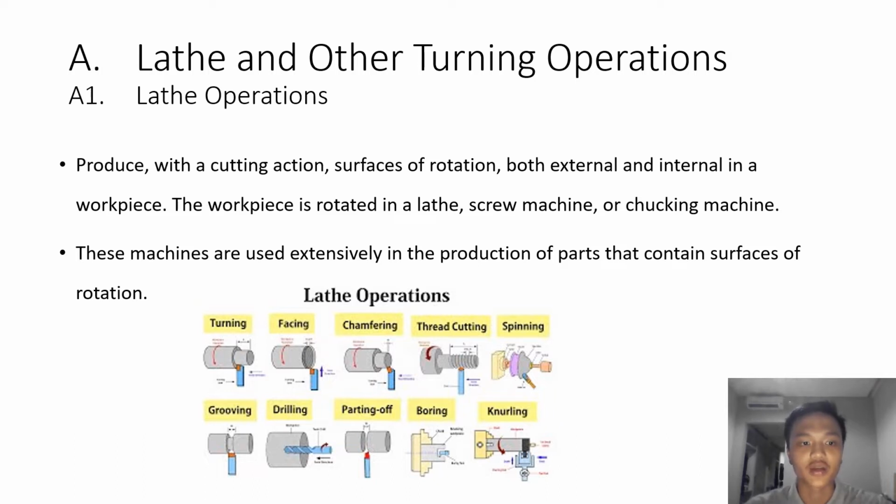Lathe operations produce, with a cutting action, surfaces of rotation, both external and internal, in a workpiece. The workpiece is rotated in a lathe, screw machine or chucking machine. These machines are used extensively in the production of parts that contain surfaces of rotation. These are the lathe operations: turning, facing, chamfering, thread cutting, spinning, grooving, drilling, parting off or cutting, boring and knurling. I'm going to explain all of those in the next slides.